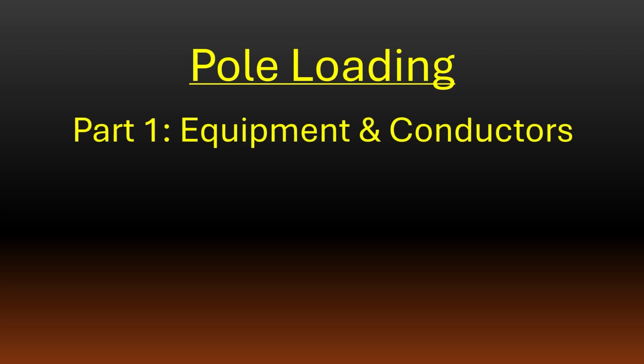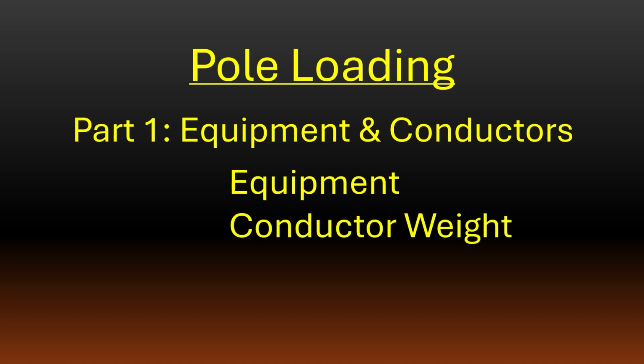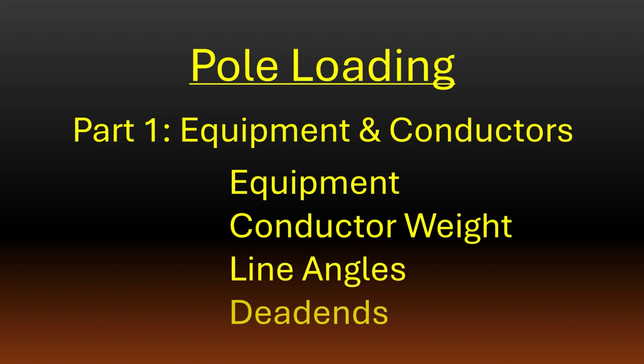So far, we've covered the loads on poles caused by equipment like a three-phase transformer bank. The same concept can be used to evaluate any equipment attached to a pole. We've also talked about the loading due to the weight of conductors, and we talked about horizontal loads caused by line angles and dead ends. Most pole loading can be determined with these 4 strategies or by combining them and adding up the resultant loads.